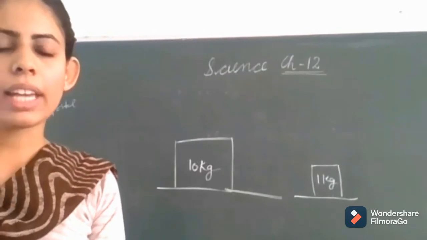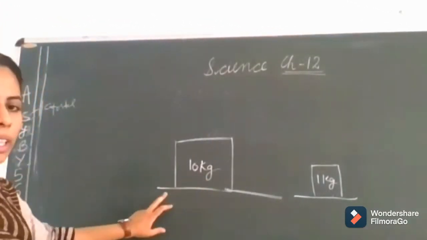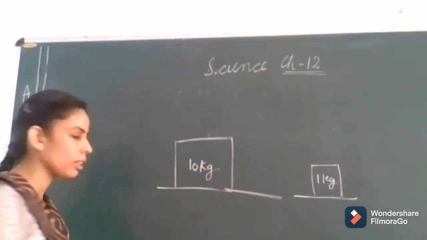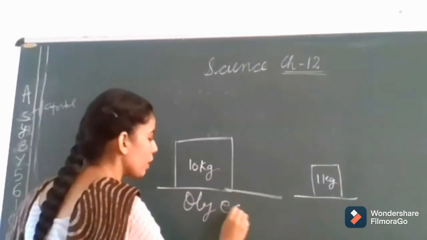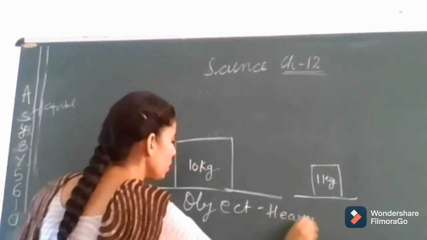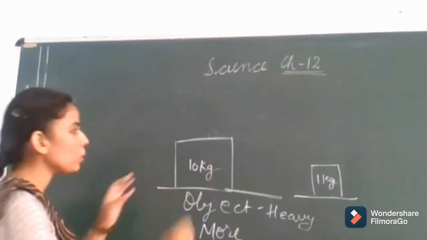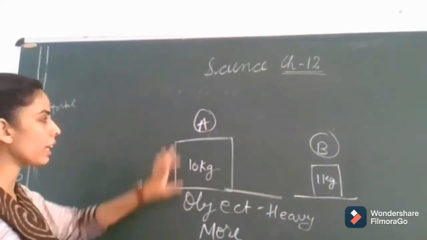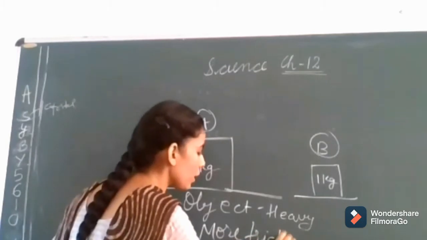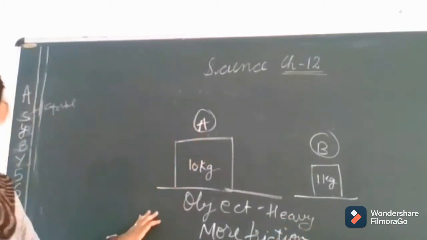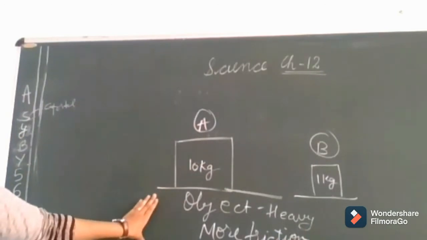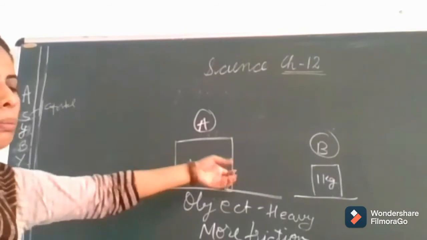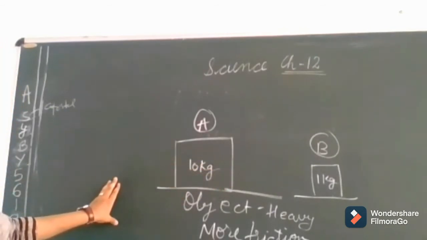Ma'am, in the 10 kg one. Yes, the friction will be more in this because the heavier the object, the more will be the friction. If the object is heavy, then there will be more friction as compared to the lighter one. In condition A and condition B, the more friction will occur in the case of A as compared to the case of B. So if an object is heavy, it will offer more friction, and it is very difficult to move that object. Clear?